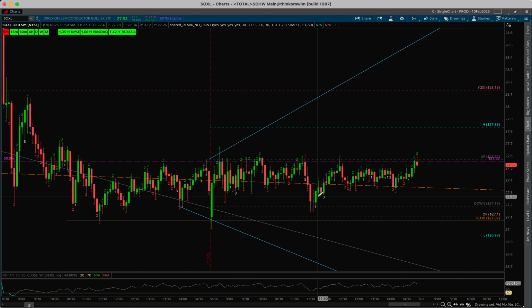But we didn't enter any puts. So if you followed us on X, we were giving updates on internals and price action, but we were not getting any lower highs and lower lows. So there's no reason to enter puts.